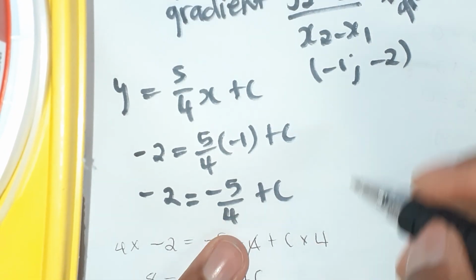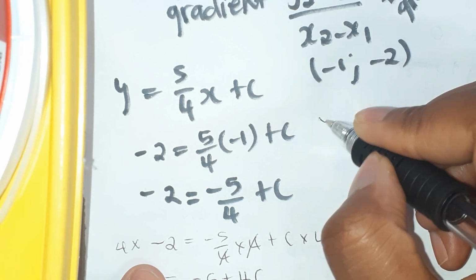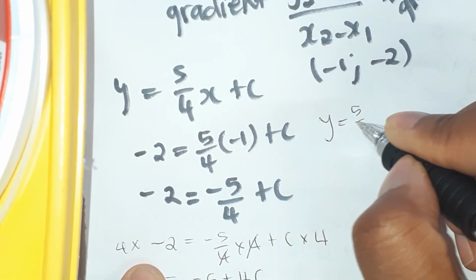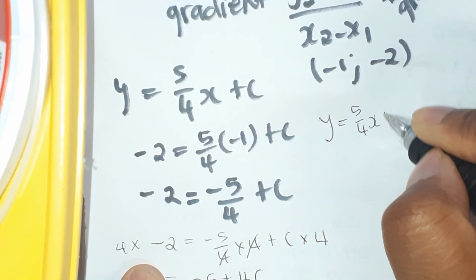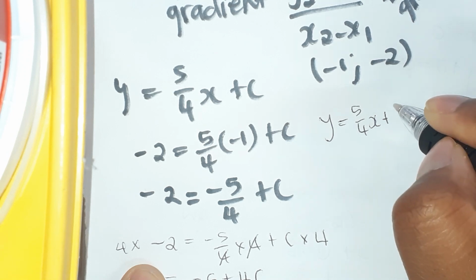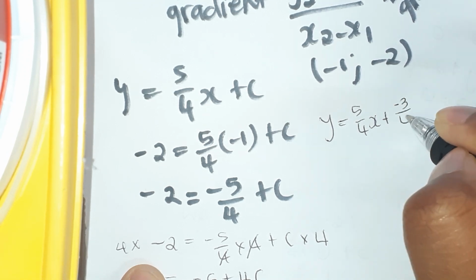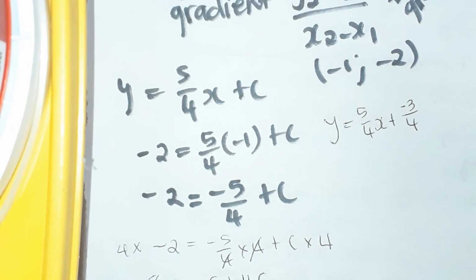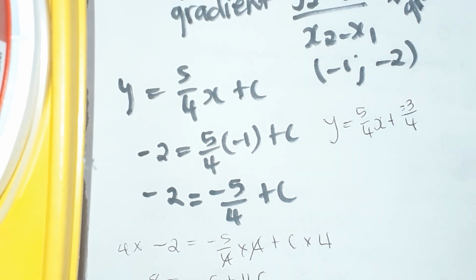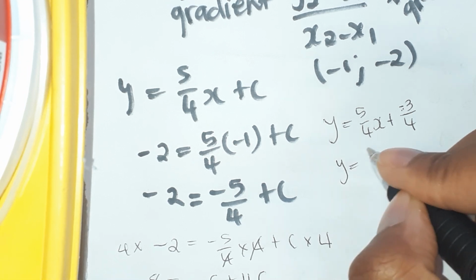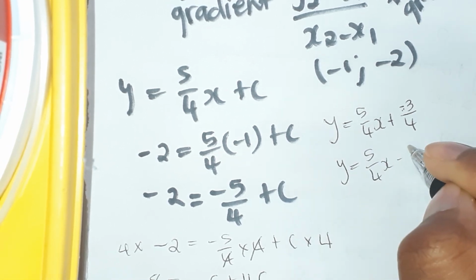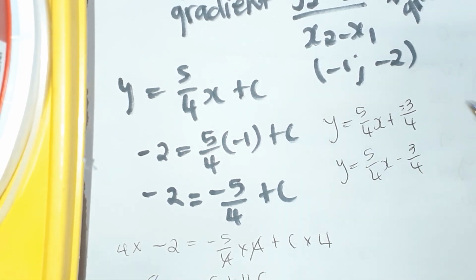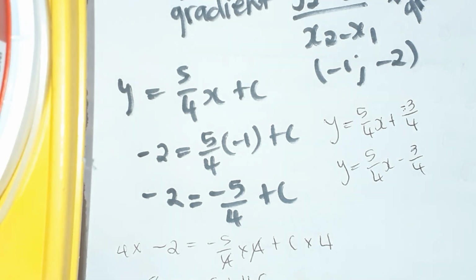So the new equation will be y equals 5/4x plus -3/4. So the sign of this negative will affect the whole thing, right? So you will have y equals 5/4x minus 3/4, because it will affect that sign. That was quite easy, right?